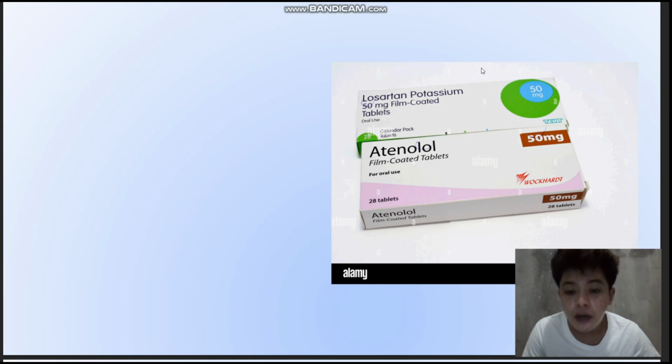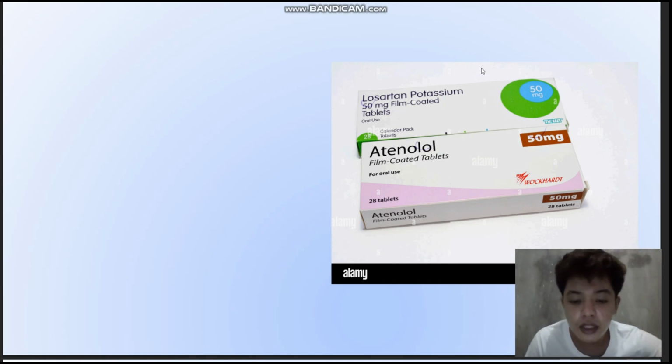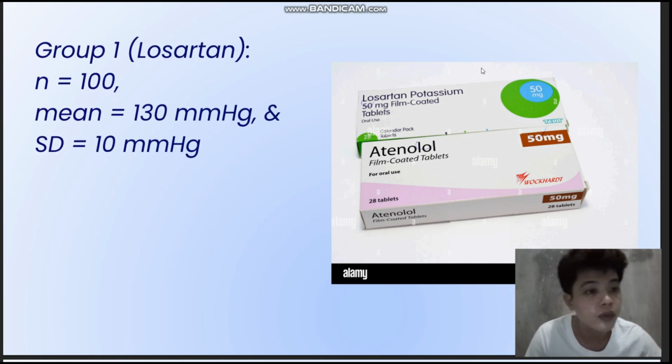Let's consider a real-life problem scenario that is inspired by a study comparing Losartan and Atenolol, which are both used to treat high blood pressure. Which drug is more effective in reducing systolic blood pressure? For our group 1, we have the Losartan. The sample size is 100. The mean is 130 millimeters of mercury, and the standard deviation is 10 millimeters of mercury.